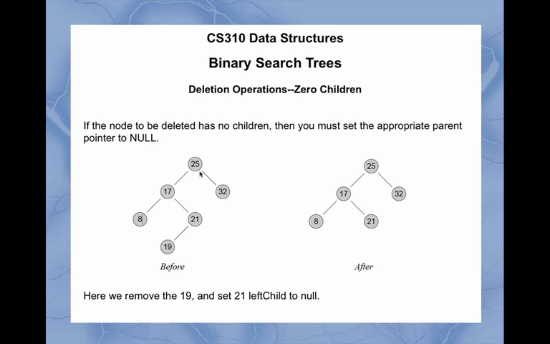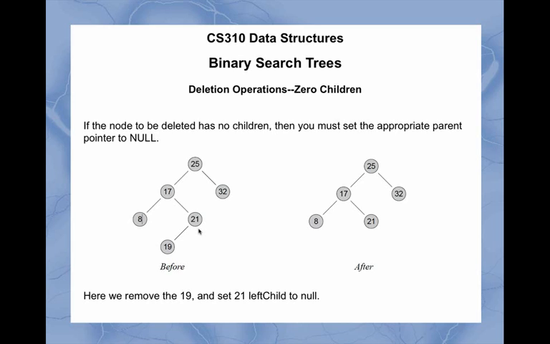So in this case, suppose that we are going to delete the 19. We have to find it first. We start with the 25 and the 19 is smaller, so we go left. And 19 is larger than a 17, so we go right. And 19 is smaller than a 21, so we go left.